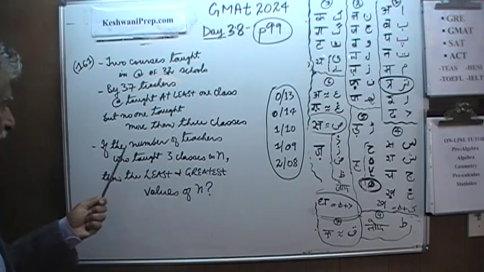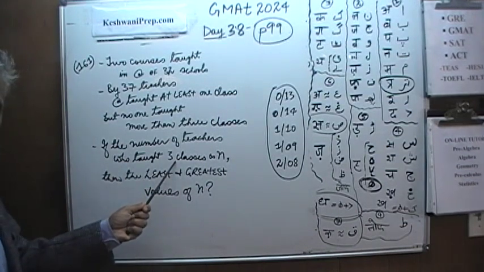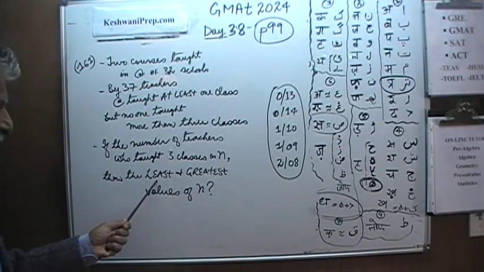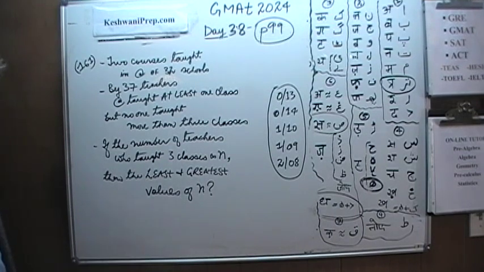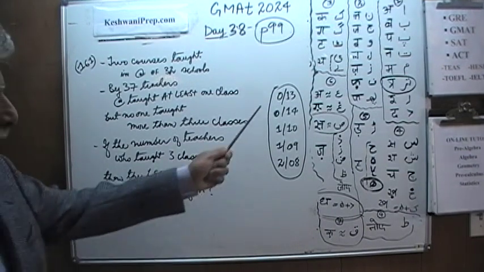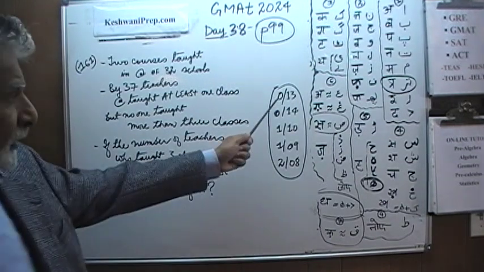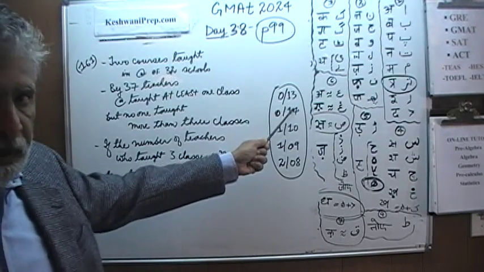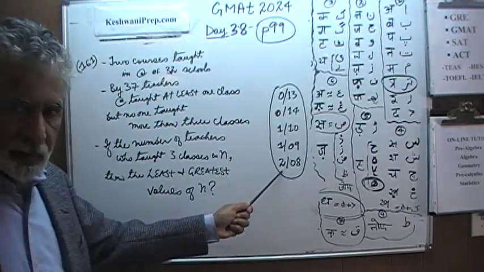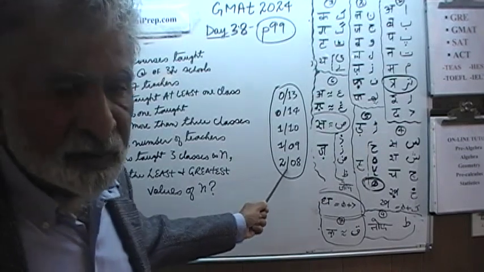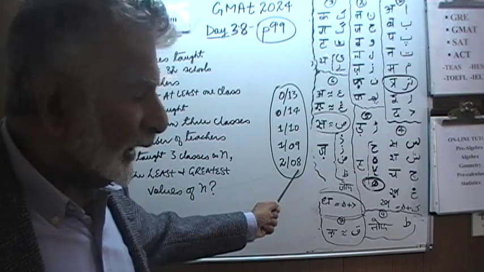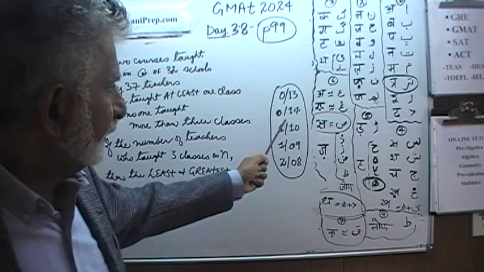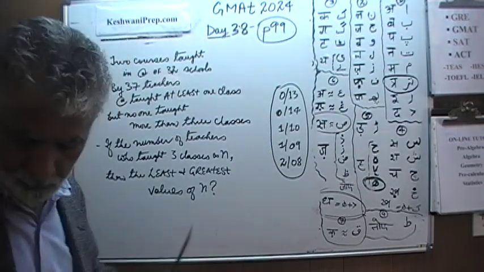The question simply is this: if the number of teachers who taught 3 classes is n, then what is the least and the greatest possible values of n? They're given right here. These are the answer choices. 0, 13 means that no teacher taught 3 courses, or at the most 13 teachers taught 3 courses. The last answer choice tells you that the least number of teachers who could have taught 3 courses is 2, and the highest number is 8. 0, 13, 0, 14, 1, 10, 1, 9, and 2, 8. Go ahead, do it yourself.